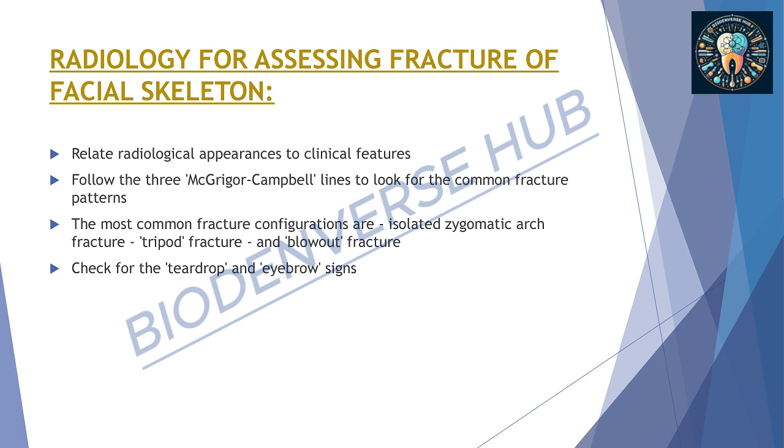Okay, so first of all, you need to keep in mind certain key points while going for the assessment of the radiology that is used for the fractures of the facial skeleton. You need to first relate the radiological appearance to the clinical features that will be enlisted and given in the clinical case scenarios. After that, follow the 3 or 4 McGregor-Campbell lines to look for the common fracture patterns. The McGregor-Campbell lines we will be discussing later on in the video in quite some detail.